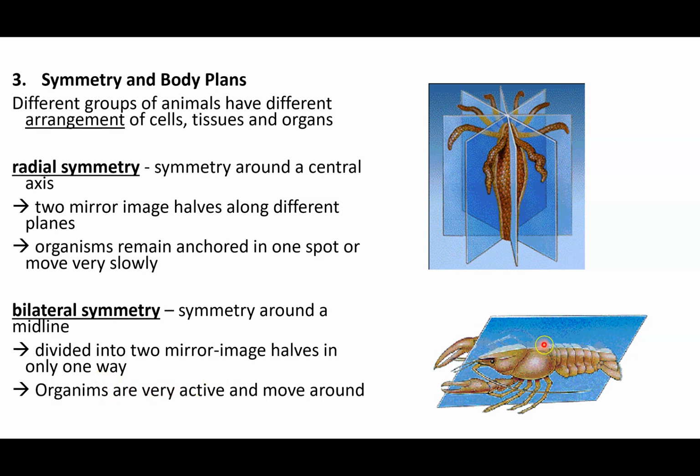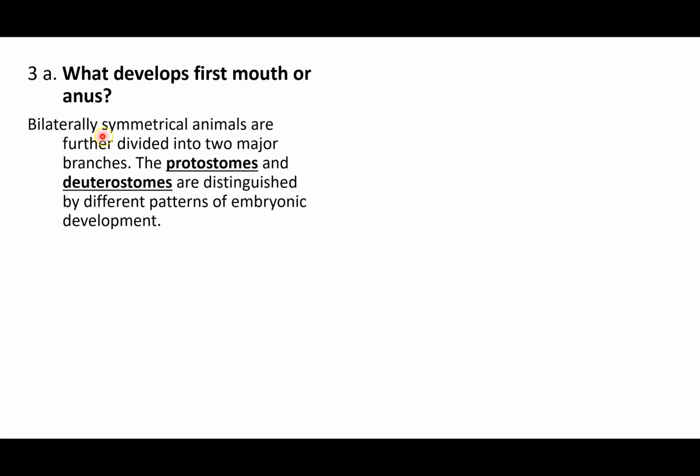And organisms that display bilateral symmetry are very active and move around much more than animals that display radial symmetry, because those tend to remain anchored in some parts of the life cycle. They might be mobile in other parts of the life cycle. Within this criterion, we have to look at something that is called the development of the mouth and the anus in the criterion used to classify animals. So bilaterally symmetrical animals are further divided into two major branches. The protostomes and the deuterostomes are distinguished by different patterns of embryonic development.